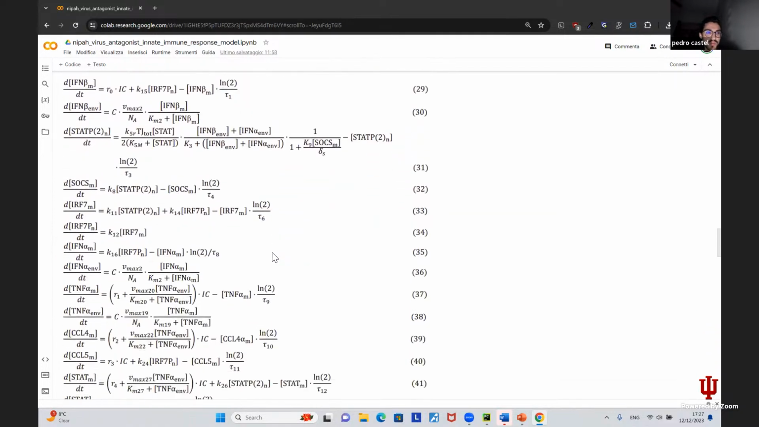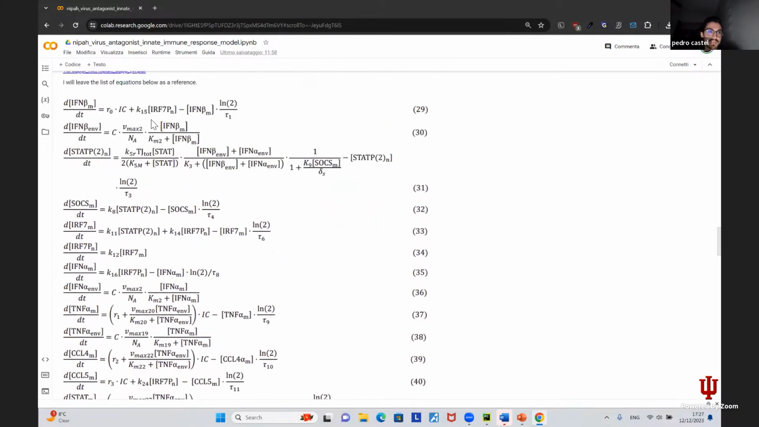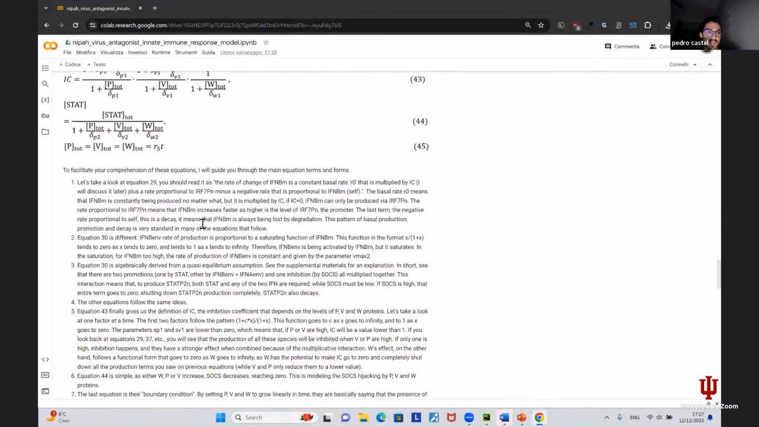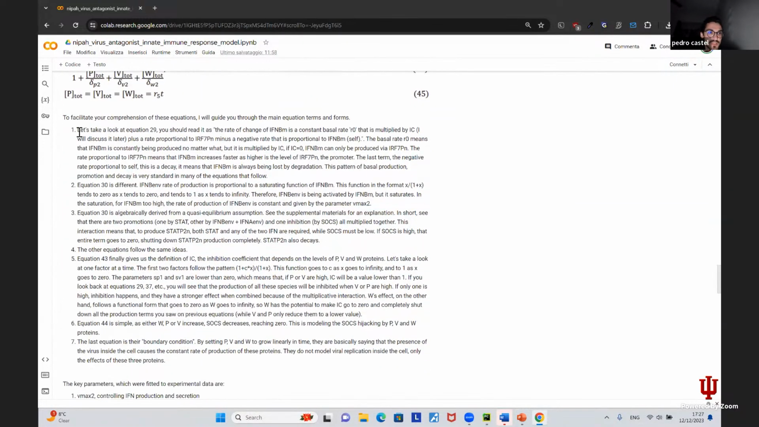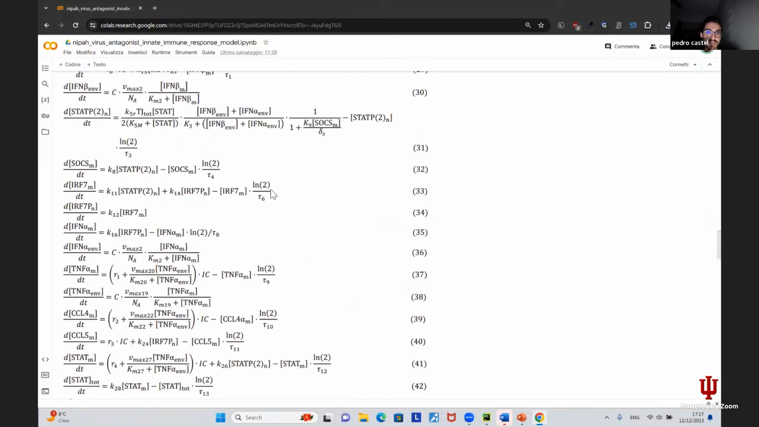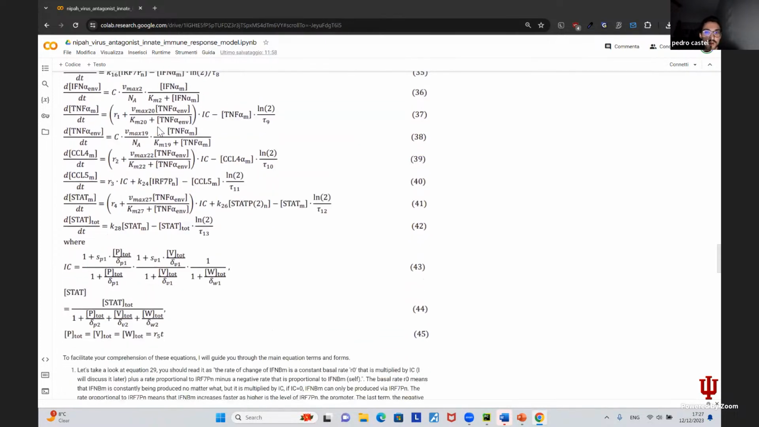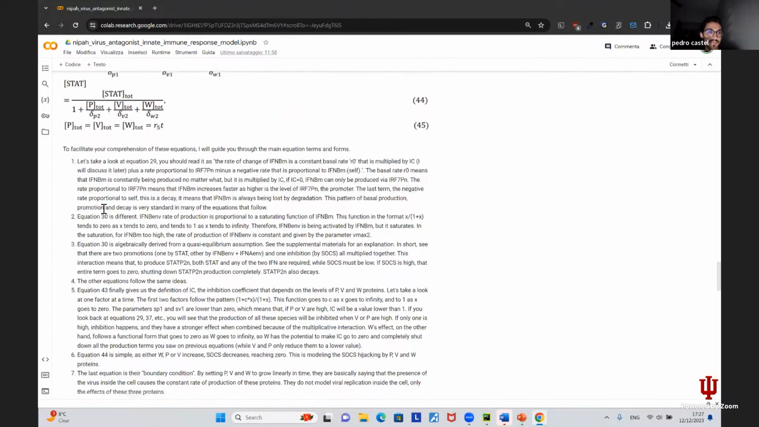In the mathematical model, I grabbed 3-4 equations to explain them carefully. So for example, let's look at equation 29. You should read it as na. So I explain each term of this equation and say, so as you can see, other equations are similarly written. So they follow more or less the same idea.